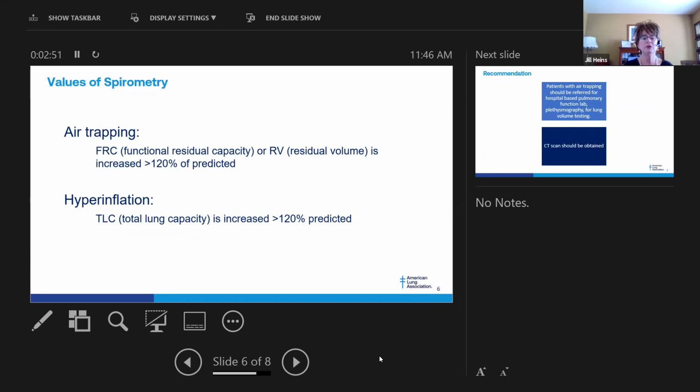When we're looking at values, when we look at air trapping, we're looking at a functional residual capacity or a residual volume that's increased by greater than 120% of the patient's predicted. Hyperinflation will result in a total lung capacity being increased by more than 120% of predicted.